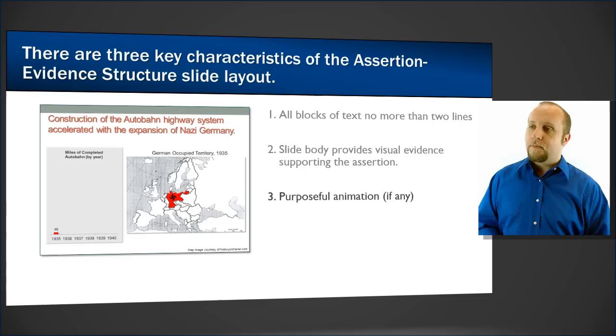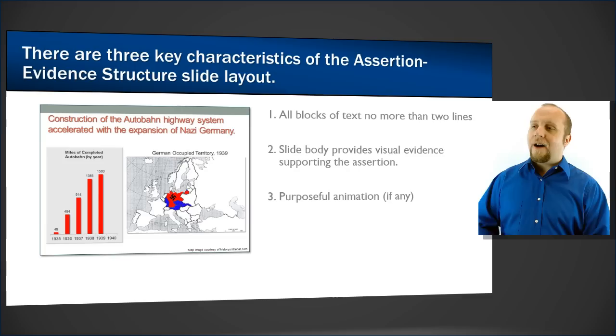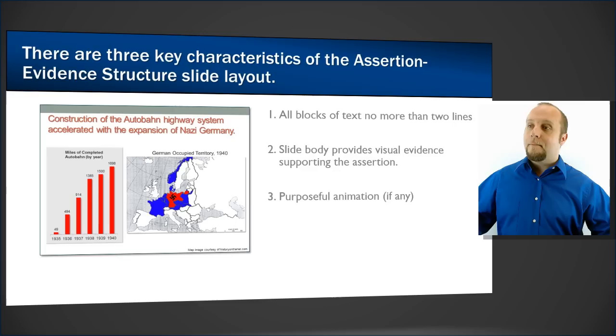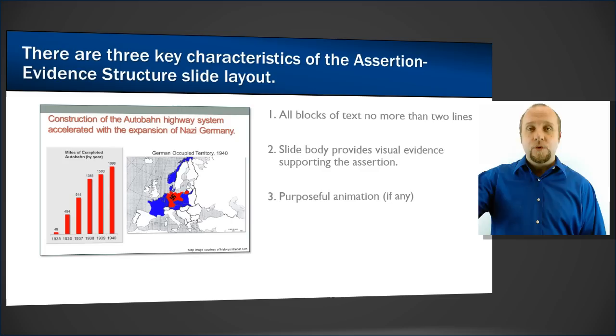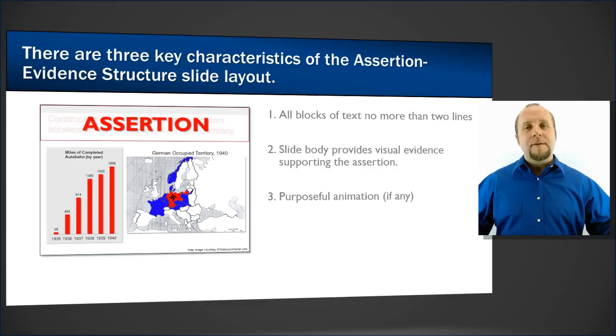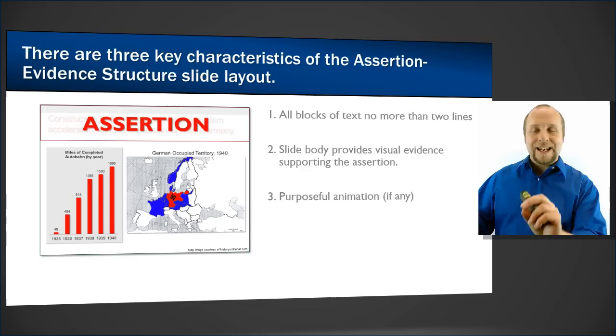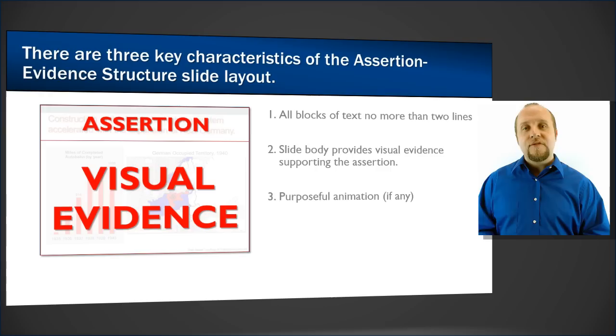So as we step through, we have very purposeful animation so that we can see as the Autobahn gets longer and longer, we have an increasingly powerful Germany in terms of the amount of area in Europe that they control. So we have visual evidence that is supporting a key assertion. So when you think about the assertion evidence structure, think about no more than two lines in a headline that makes an assertion, makes a claim, and then visual evidence that supports the claim made in the headline.